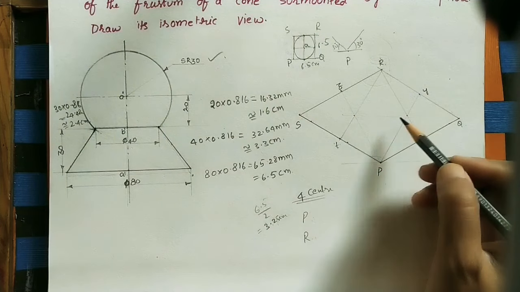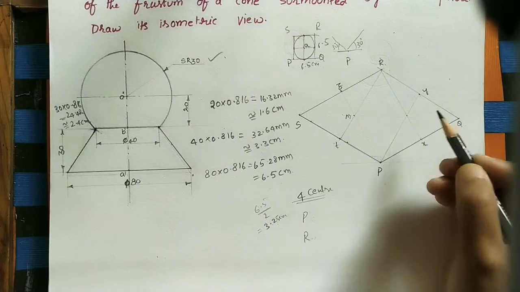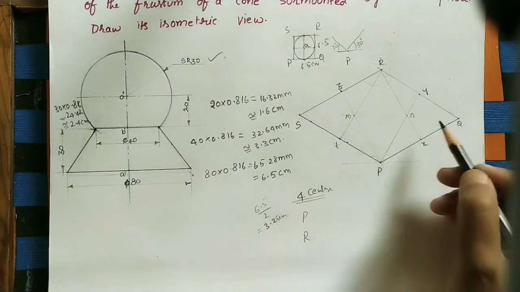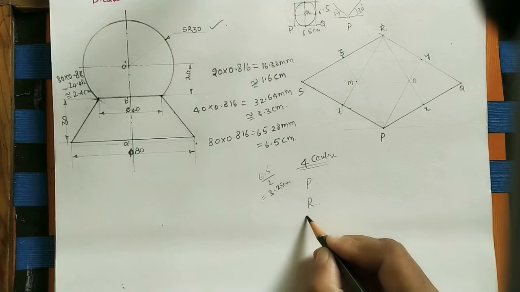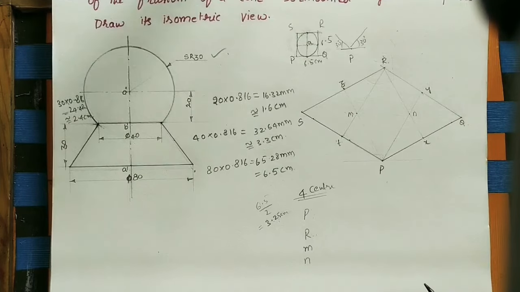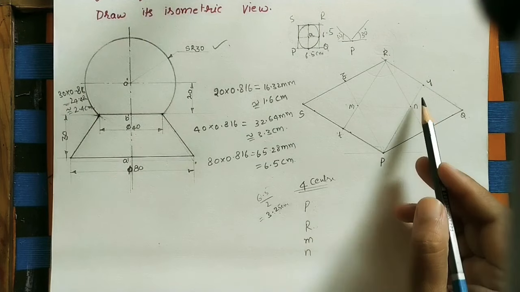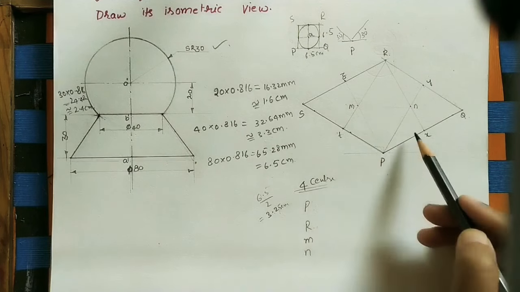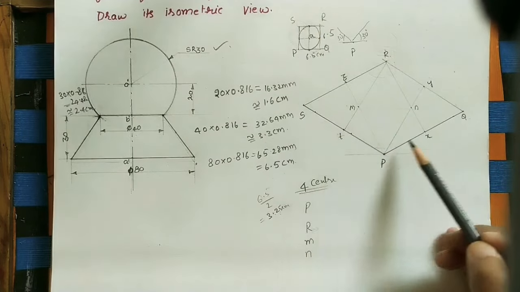You can give any name for it; I am giving M and N. Okay, small letters, M and N. So these two are the remaining two centers, P, R and then M, N. After getting all four centers, with these four centers we will draw the arcs. Here one arc, here one arc, here one arc, here one arc. This circle is looking like an ellipse at that time.